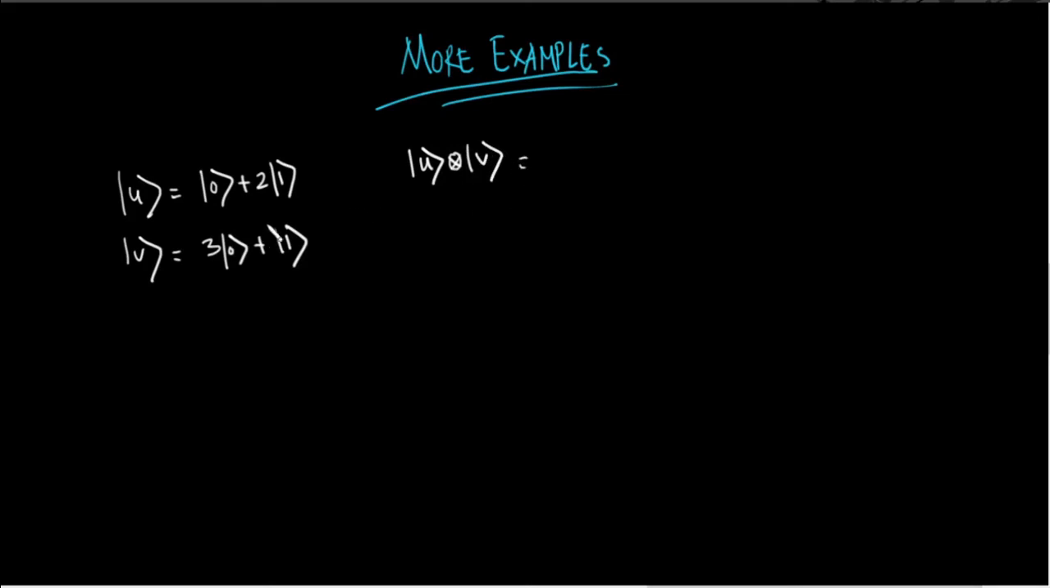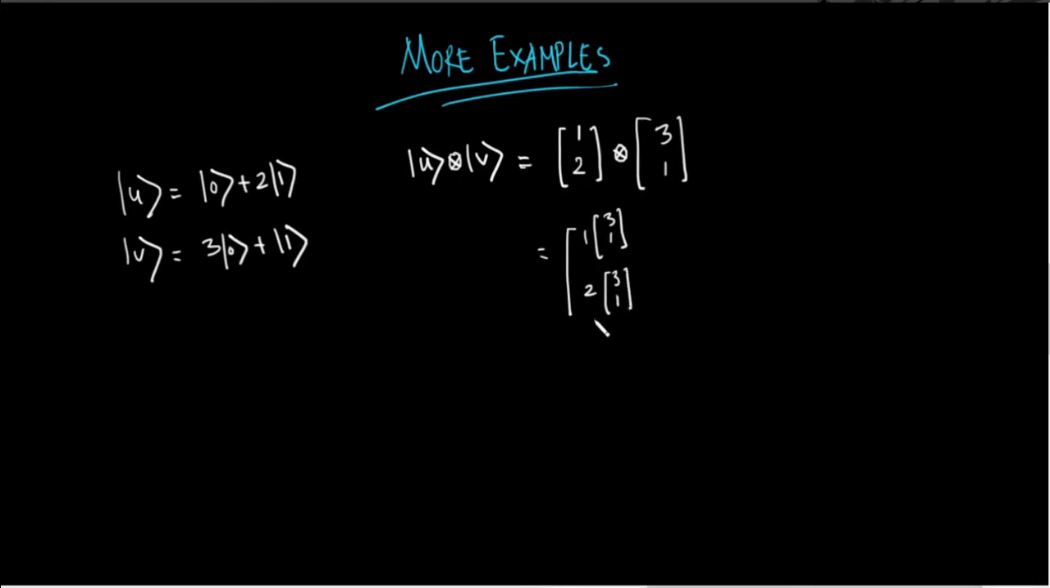Alright, so the components of the first vector are 1 into |0> and 2 into |1>, and the components of the second vector are 3 into |0> and 1 into |1>. So their tensor product is going to be 1 times 3, 1 times 1, 2 times 3, 2 times 1. Okay, so this is going to be 3, 1, 6, 2.